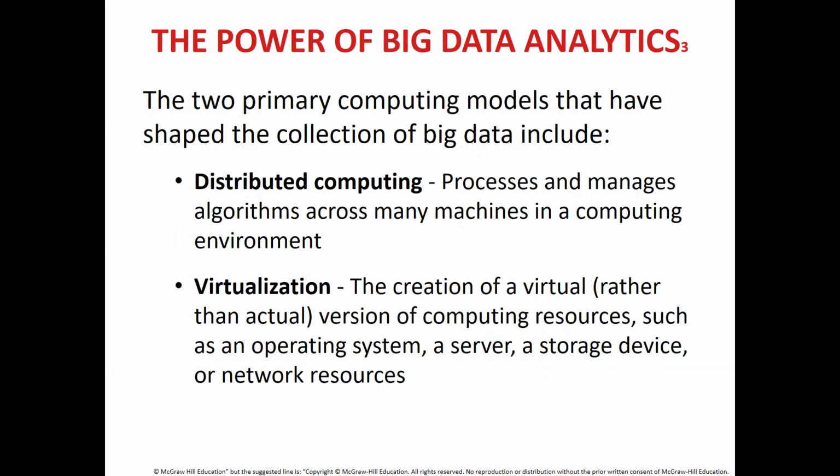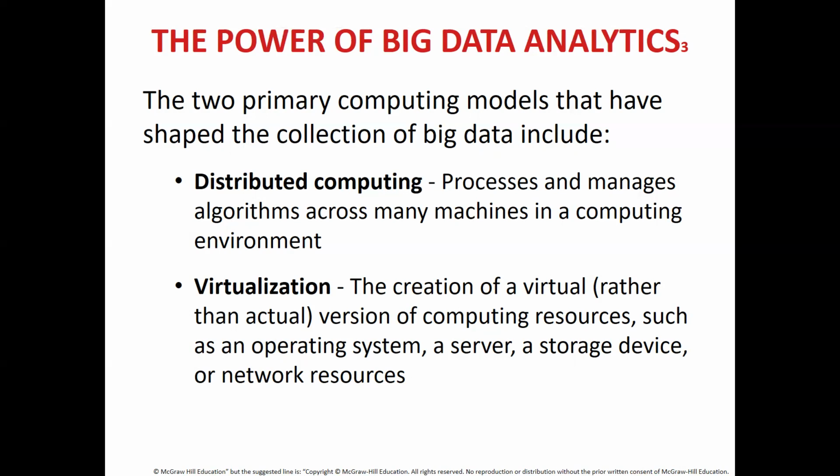The two primary computing models that have shaped the collection of big data: what it simply means is that the two basic computing models that have redefined big data are, one, distributed computing. Distributed computing basically processes and manages algorithms across many machines in a computing environment. Distributed computing allows connectivity. The thing that rings a bell in my mind when I talk about distributed computing is the internet, or many networks combining and joining together.